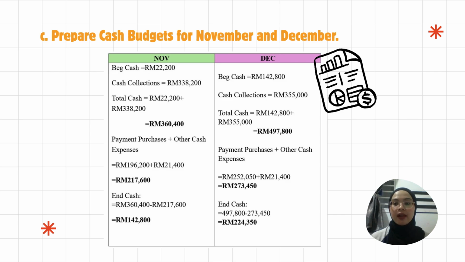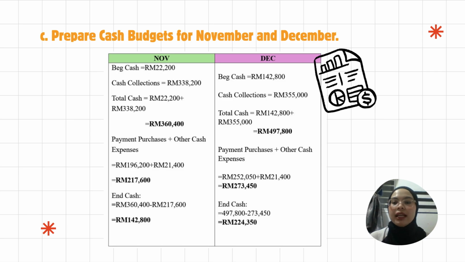Next, this slide presents the cash budget for November and December. For November, the company starts with a beginning cash balance of 22,200. After receiving the cash collection of 338,200, the total cash available is 316,400. After paying for purchases and other expenses of 217,600, the ending cash balance is 142,800.